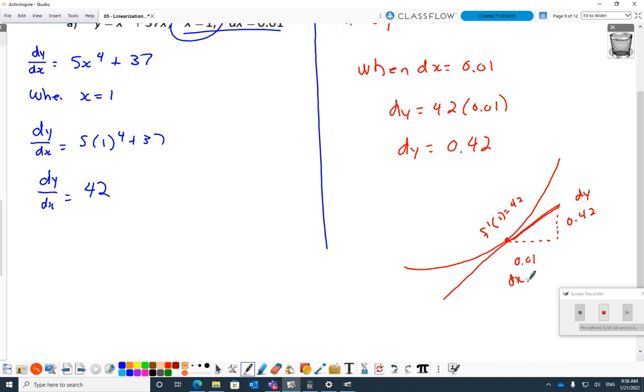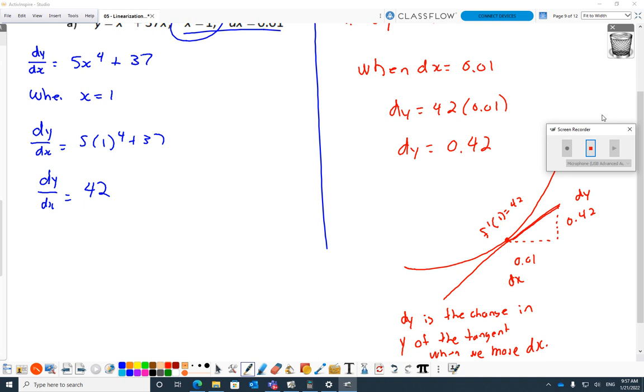Let me write that in words. dy is the change in y of the tangent when we move dx. Good. Great explanation. I'm not complimenting myself. I'm telling you, this is a great sentence to look at and study. Do you have any questions there? Knowing that I'm going to do 3 more in a row now.